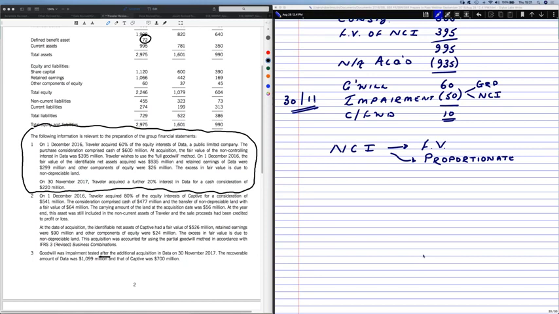Yes, it's clearly fair value, isn't it? Because the goodwill is being measured on the full goodwill method. So you're absolutely right, it is fair value. Now, what is then the difference between a question where the policy for the NCI is fair value and a question where the policy for the NCI is proportionate? Can you give me one word that sums up the difference?